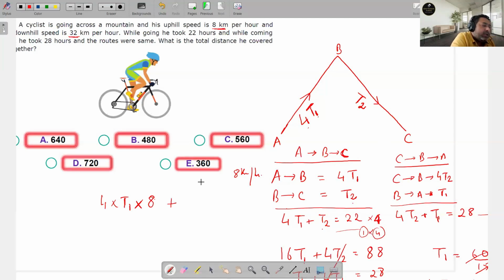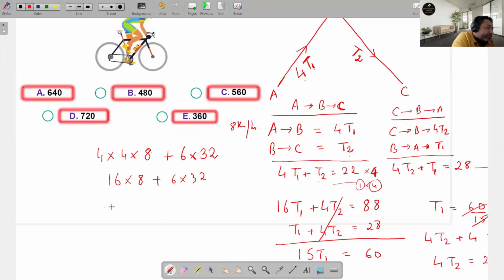And then coming down, he traveled for T2. So T2 we found is 6 and the speed was 32. Correct. And that will be the total distance while going. And the same distance will be there. And T1 here, as we know, sorry, I need to put in the T1 also here, which is 4. All right. So we get 16 times 8 plus 6 times 32.